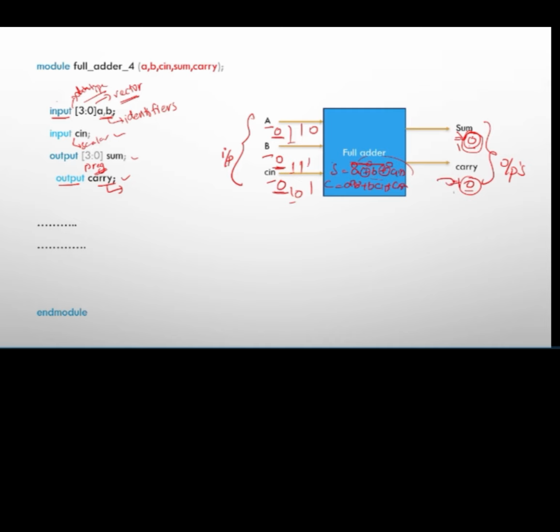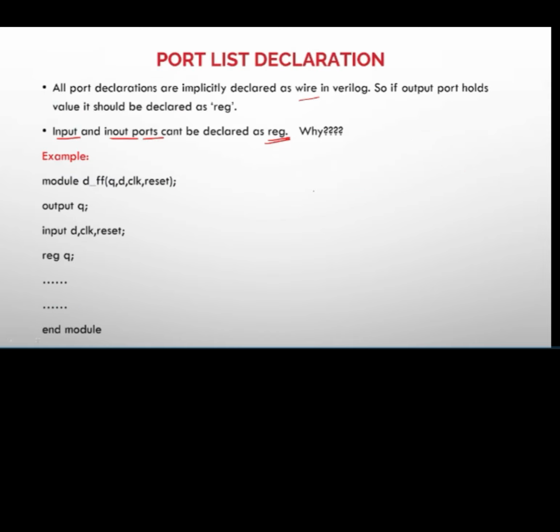So basically, inputs are driving the values, and the output is holding the value until the next value is placed here. Since inputs can't hold a value, they are used only to drive values. So what is the data type that is used for driving values? Wire, not reg. That is why inputs and inout ports are not declared as reg. They should compulsorily be declared as wire.